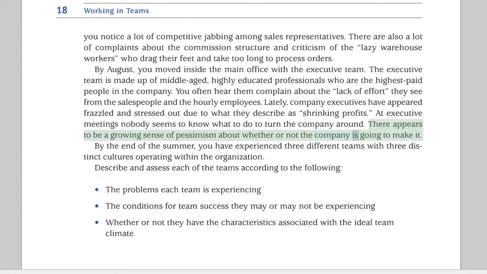Whether or not the company is going to make it. By the end of the summer, you have experienced 3 different teams with 3 distinct cultures operating within the organization. Describe and assess each of the teams according to the following. The problems each team is experiencing. The conditions for team success they may or may not be experiencing. Whether or not they have the characteristics associated with the ideal team climate.